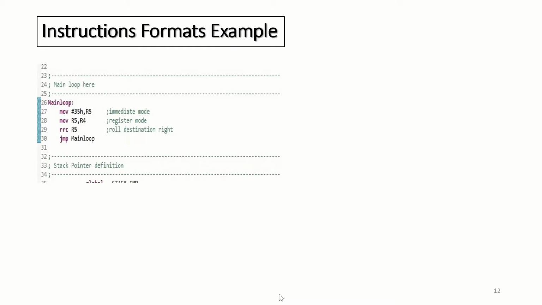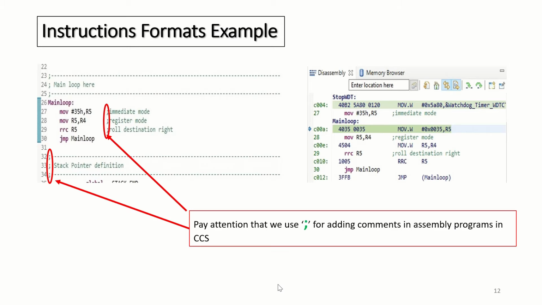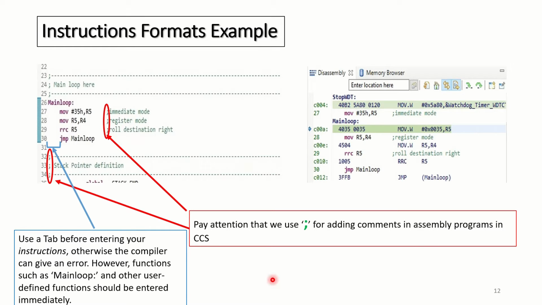Here is an example from the Code Composer Studio which includes some assembly instructions. Some remarks here. We need to pay attention that we are using semicolon for adding comments in assembly programs in CCS. And we need to use a tab before entering our instructions, otherwise the compiler can give an error. However, functions such as main loop and other user-defined functions should be entered immediately.